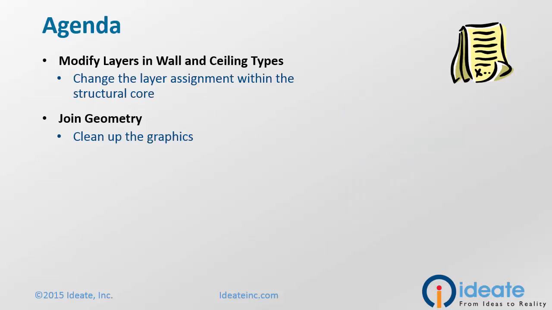Today's blog covers really two topics: the way that you can modify layers within wall or ceiling types, specifically what you do to adjust things within the structural core, and then how you can join geometry to clean up the graphics between those things that are in the structural core.